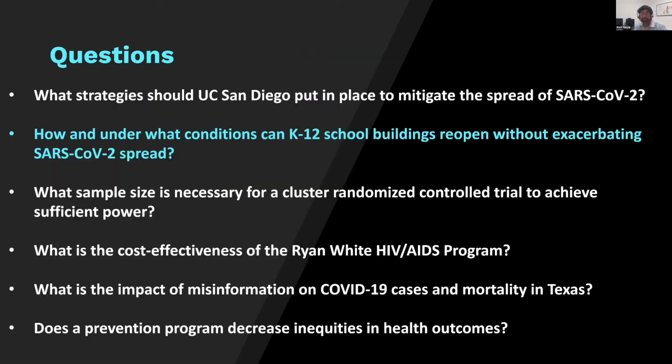So that was the first one. But another question that we looked at using an agent-based model is how and under what conditions can K through 12 buildings reopen without exacerbating the spread? And this is joint work with Brian Goyal and John Hotchkiss and others.